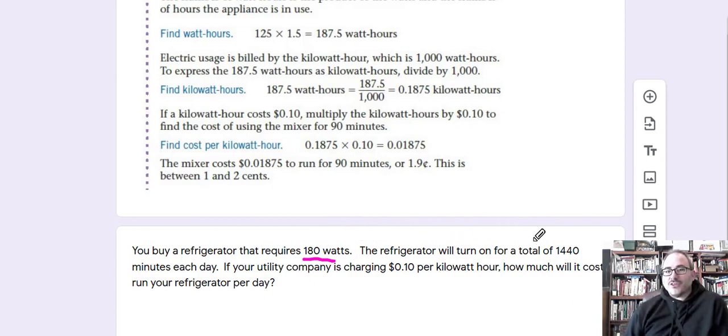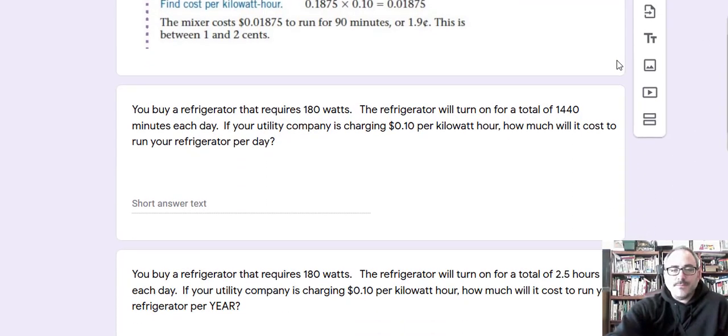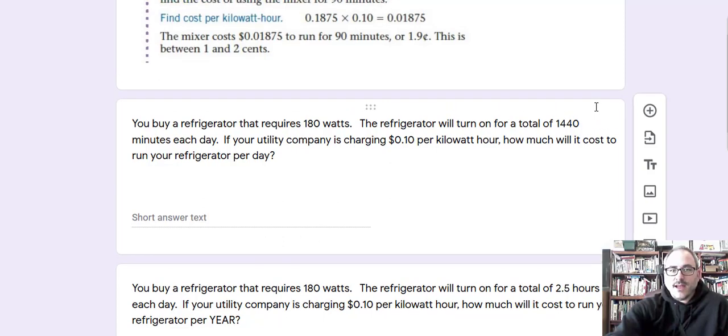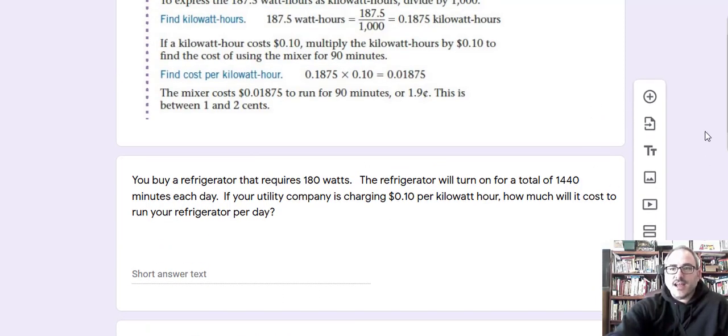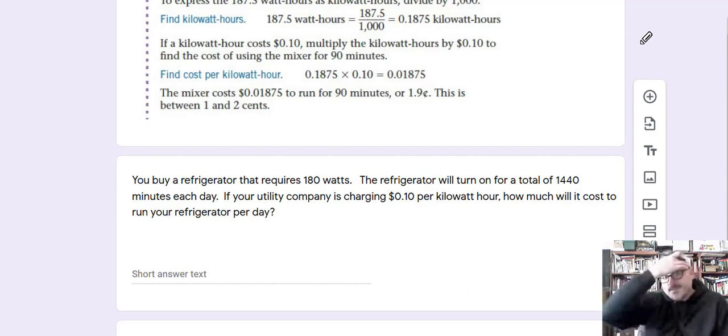The refrigerator will turn on for a total of 1,440 minutes each day. And if your utility company is charging 10 cents per kilowatt hour, how much will it cost you to run a refrigerator per day? I'd like you to pause the video here and see if you can tackle this on your own and then come back, okay? So pause now, give this a shot, and then turn the video back on, and you'll see me do it.